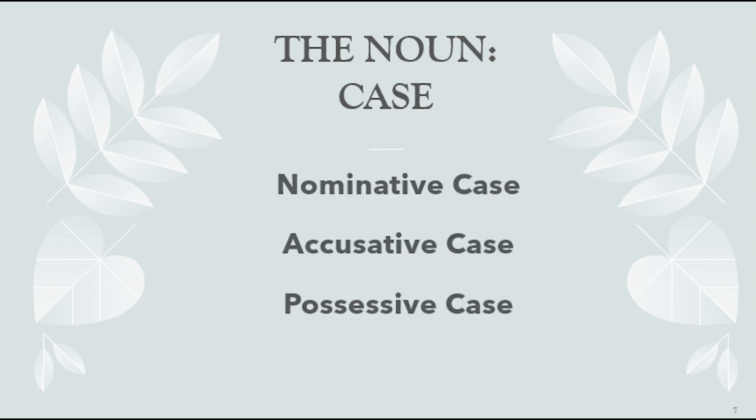Okay, so now there are three cases of noun. They are nominative case, accusative case, and possessive case. Nominative case is when the noun or pronoun is used as the subject of the verb. When it is used as the object of the verb, it is accusative case. And when it is used to show possession or ownership, like this is my car, it is known as possessive case.